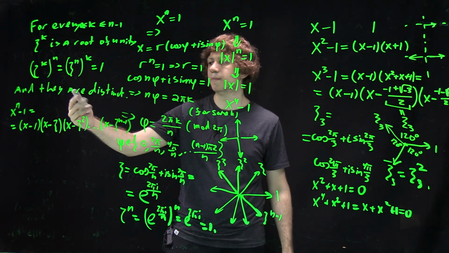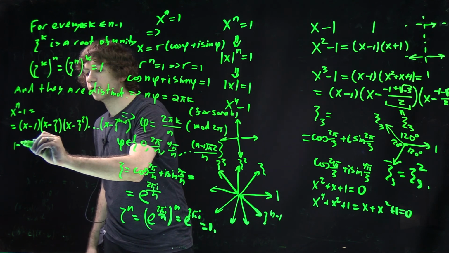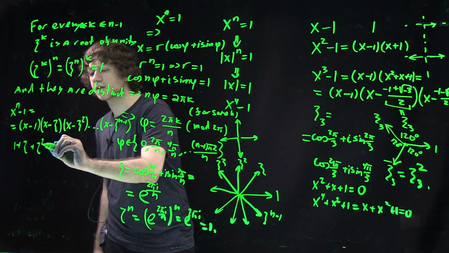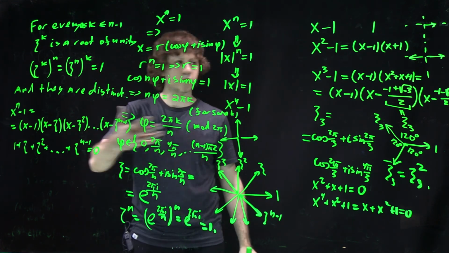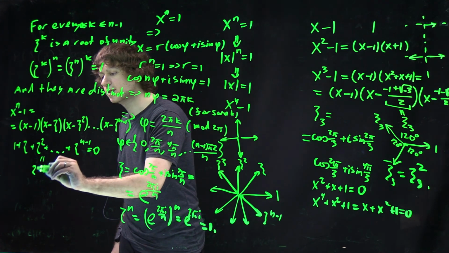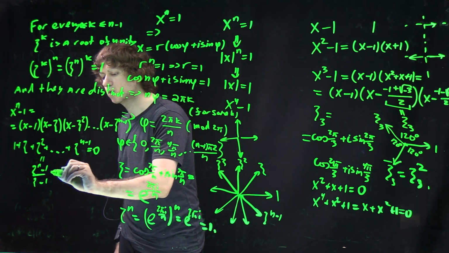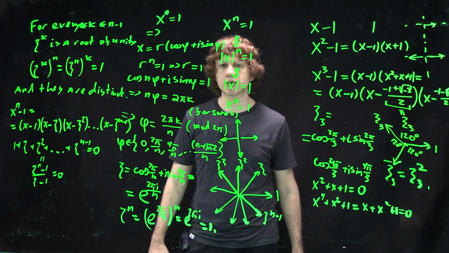For instance, I can prove that from here it is obvious that 1 plus zeta plus zeta squared plus and so on plus zeta power n minus 1 is 0, just from Vieta's formulas. You can also prove it by saying that this is zeta power n minus 1 over zeta minus 1, which is 0, and so on. So you can derive a lot of things about roots of unity.